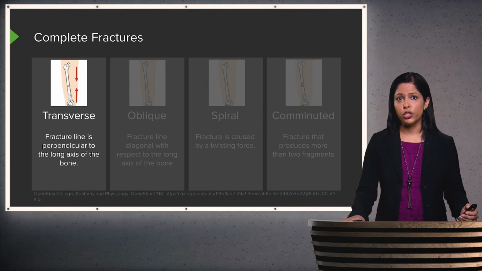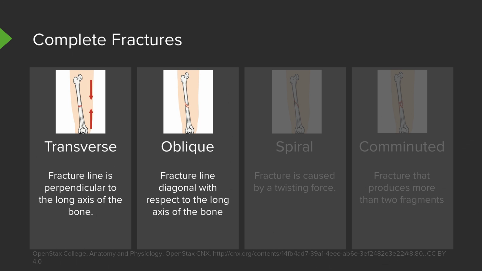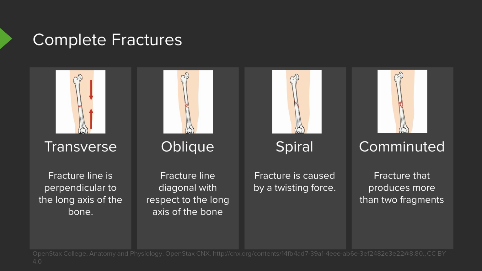So a complete fracture includes a transverse fracture, and this is when the fracture line is perpendicular to the long axis of the bone. An oblique fracture is one in which the fracture line is diagonal with respect to the long axis of the bone. And a spiral fracture is usually caused by a twisting force, so you can see it spiraling around the long axis of the bone. A comminuted fracture is one that produces more than two fragments.